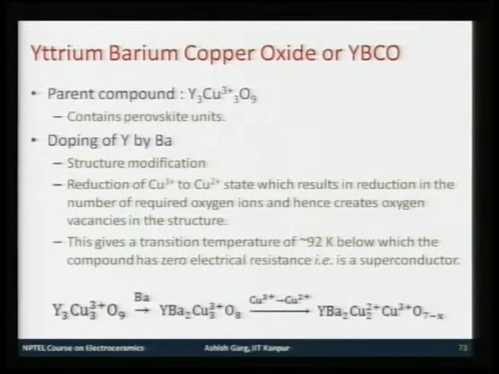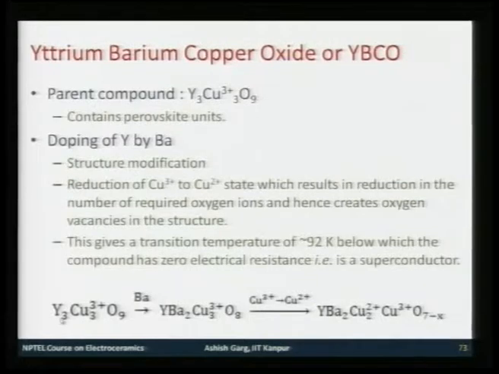So, the final formula of the compound becomes YBa2 Cu2(2+) Cu(3+). So, 1 copper remains in the Cu3+ state, 2 coppers become 2+, and so the stoichiometric formula should be YBa2Cu3O7, but the superconducting state requires some more deficiency of oxygen. As a result, it is YBa2Cu3O7-x, where x is a very small number like 0.15.